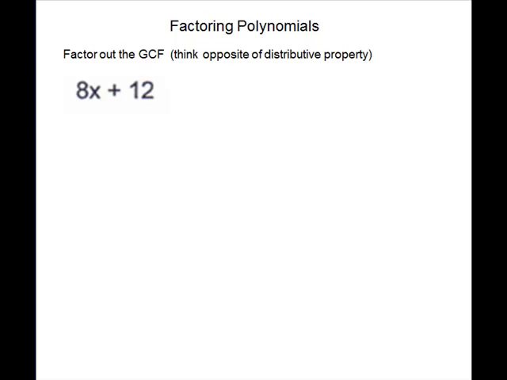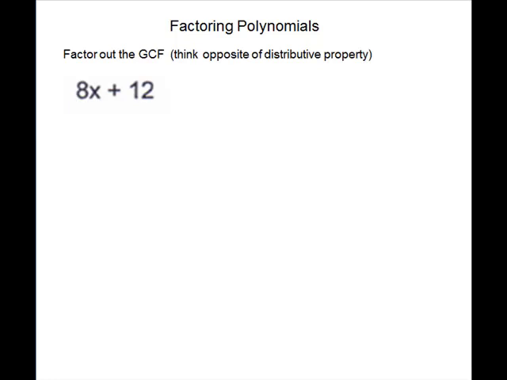Next, we're going to look at some problems where we actually factor by taking out the GCF. So we look at our problem. It says factor it. Our first job is to find the GCF. So you can try the 8, but 8 doesn't go into 12, so you have to go lower than 8.